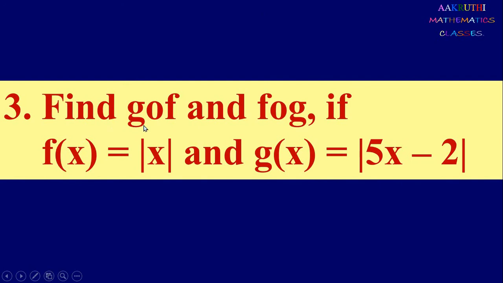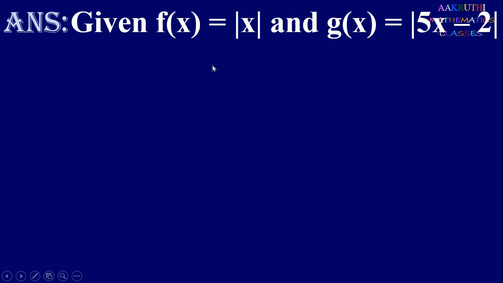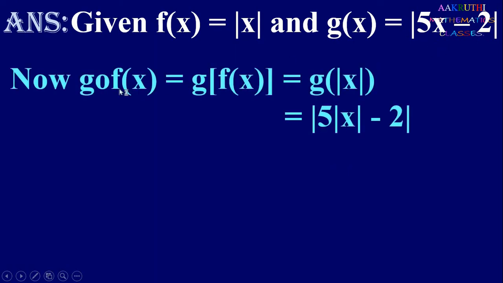Next problem: find g composite f and f composite g if f of x is mod x and g of x is mod of 5x minus 2. Now here also you have to find g composite f and f composite g. Now here it is given f of x is mod x and g of x is mod of 5x minus 2. Now first find g composite f of x. It is g of f of x, and here it is given f of x is mod x.